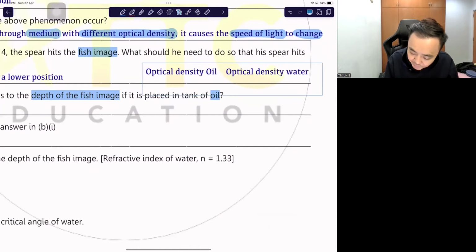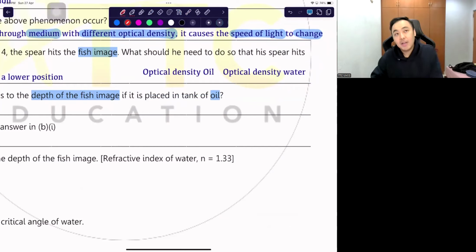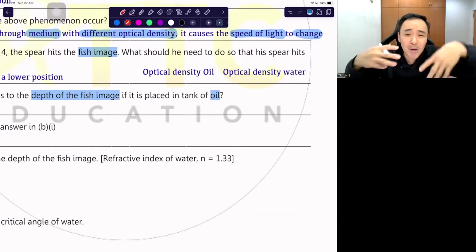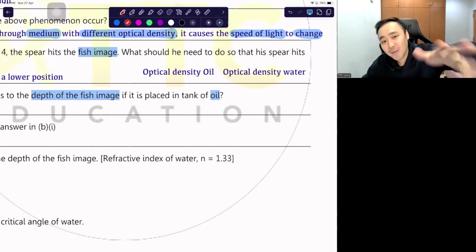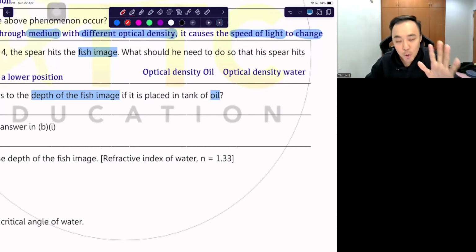Now, how do you tell whether optical density is higher or lower? Very simple. Optical density means how your light will travel. Remember we said many times: when we go to something denser, does the light go faster or slower? Slower, correct. It's like a pasar malam. With a lot of people, can you walk across fast or slow? Slow, right? What about less dense? Do you go faster or slower? Less dense, faster, because it's empty.